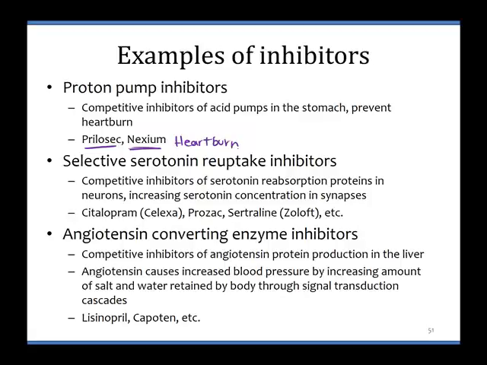How they work is they are actually competitive inhibitors of acid pumps in the stomach. Heartburn is where you overproduce acid in the stomach, and that acid crawls up your esophagus and produces that feeling of heartburn. Prilosec and Nexium are actually competitive inhibitors of those acid pumps. So less acid equals less heartburn.